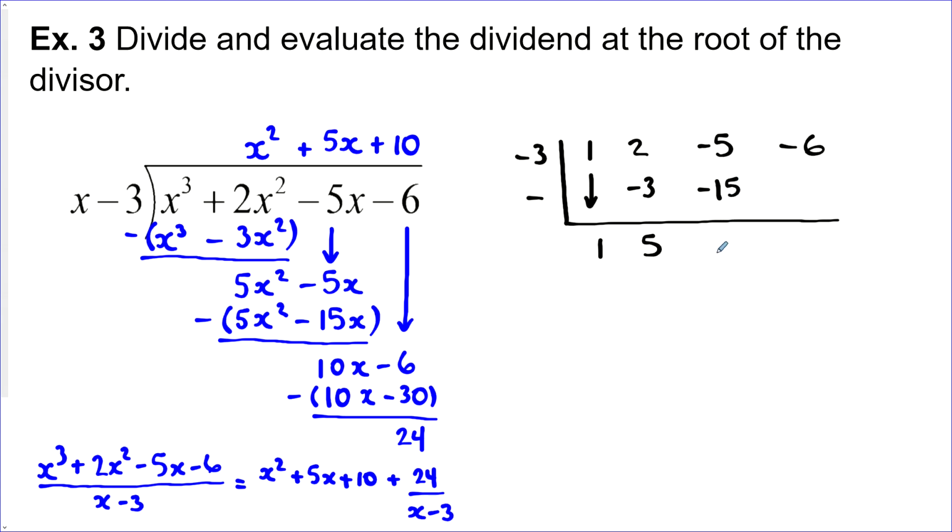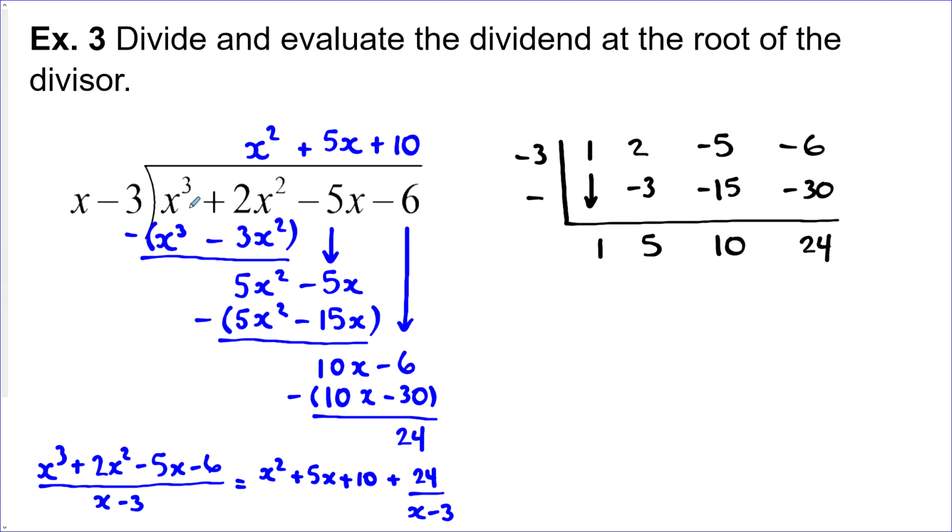All right, this equals 10, and then we do our -3 times 10, which is -30. We got -6 minus 30, so that's -6 plus 30, and that would give us our 24. Now let's read our answer.